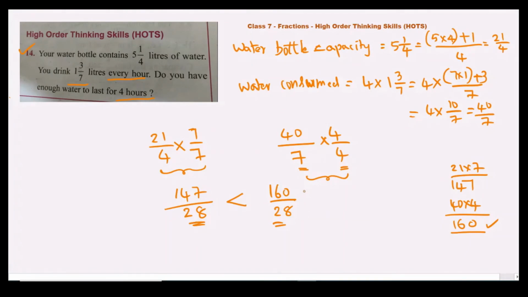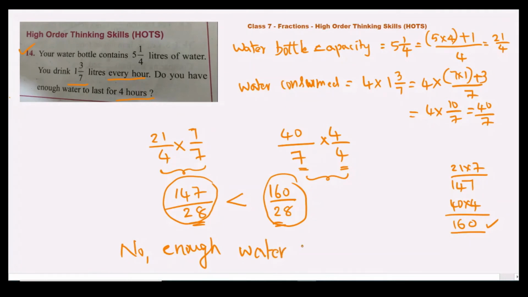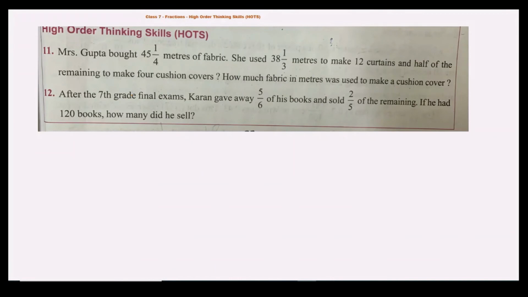This person is drinking this much water, but the bottle has only 147 by 28 liters of water. So, do you have enough water to last for 4 hours? No, because it is less. There is not enough. If it were more water, then we could say yes, enough water is there. But here, no, enough water is not available. We can simply say that enough water is not available in the water bottle, right? So this is the answer for this. I hope you understood this answer. Let us move to the next problem. This is the 11th problem.